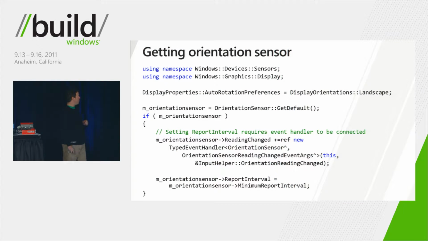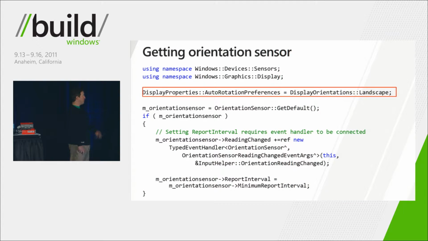Let's take a look at the code. Quick gotcha to watch out for. When you're working with sensors, particularly things that rotate the screen, you want to turn off auto rotation. Nothing will be more of a disruption for your user than if suddenly the game is auto-rotating its position in space as they move their screen around. This code will actually allow you to force it into landscape orientation.